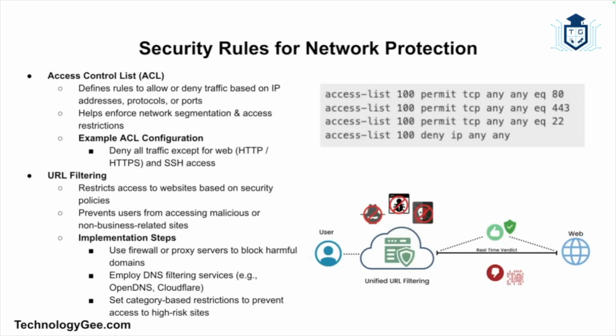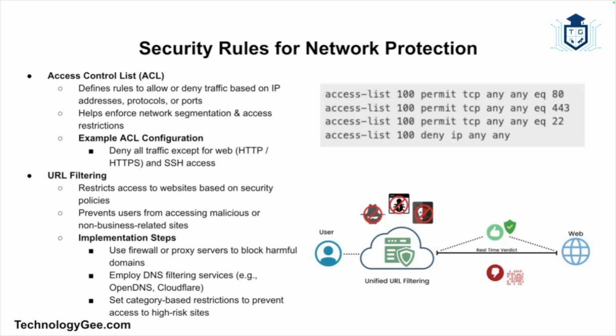All right, next let's talk about security rules. Security rules help enforce access control, filter malicious content, and protect network resources. Within that, we have what is called an access control list. This defines rules that allow or deny traffic based on IP addresses, protocols, or ports.